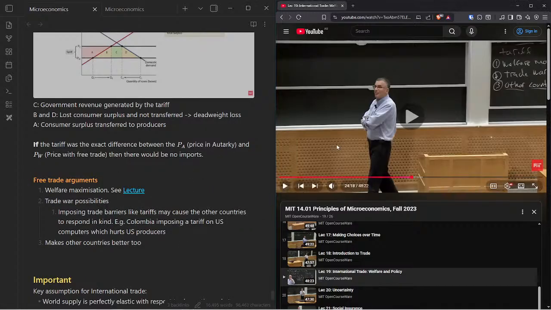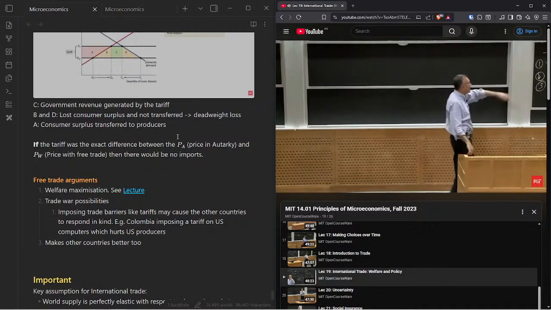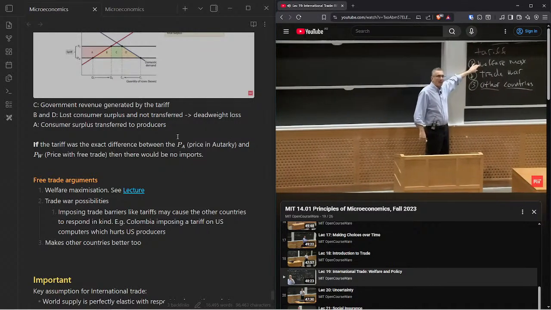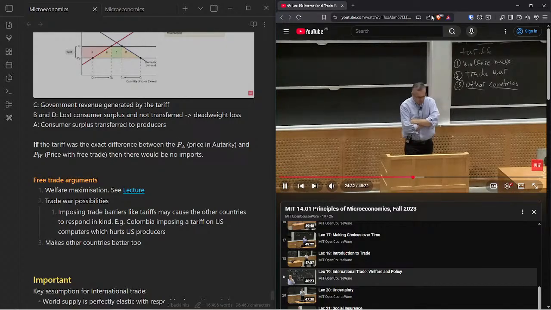There we go. The analysis. Nice. And show that free trade helped Colombia too. So even if you don't buy the welfare maximization argument, even if you don't buy the trade war argument, if you care at all about people around the world, then that's another argument for free trade. You're not only helping us, you're helping everyone else.